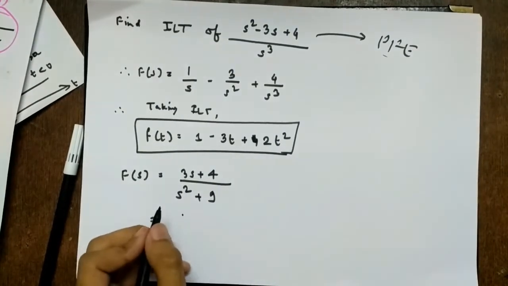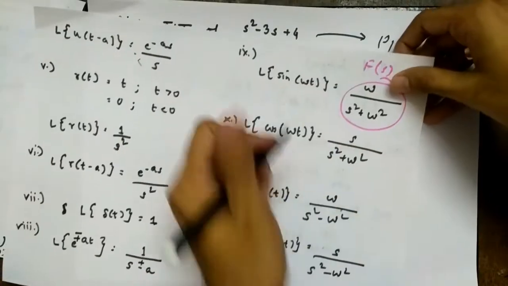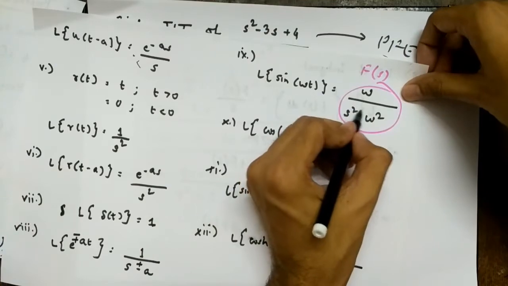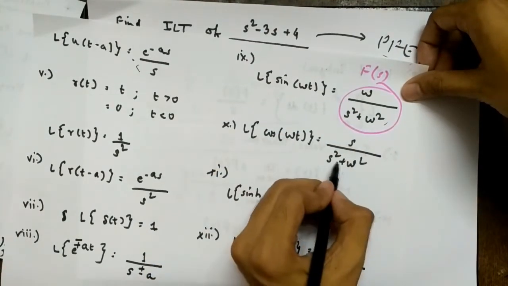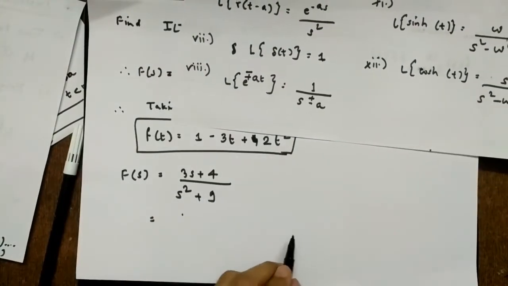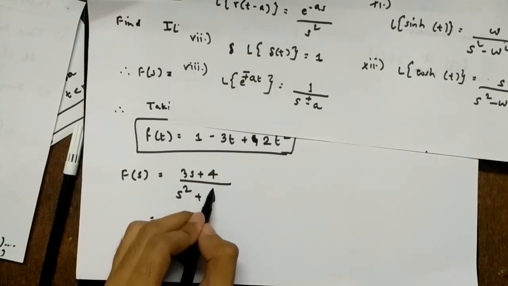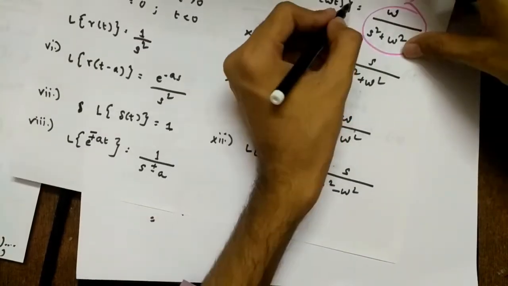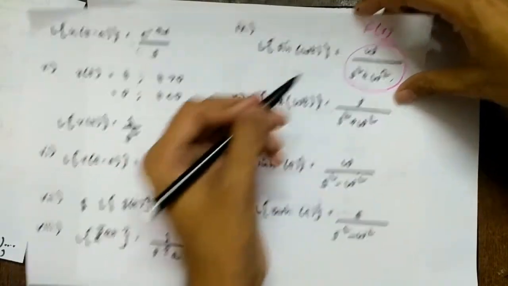So you know that this is of the form s square plus 3 square. We just now saw that the Laplace transform of sin omega t has denominator s square plus omega square, and cos omega t has s square plus omega square also. So probably you can write this as cos and sin terms. If I separate this, I'll get 3s upon s square plus 9 and 4 upon s square plus 9. Means I can write this in terms of sin and cos omega t. So where omega is what here? 3 probably. So omega is 3, right?